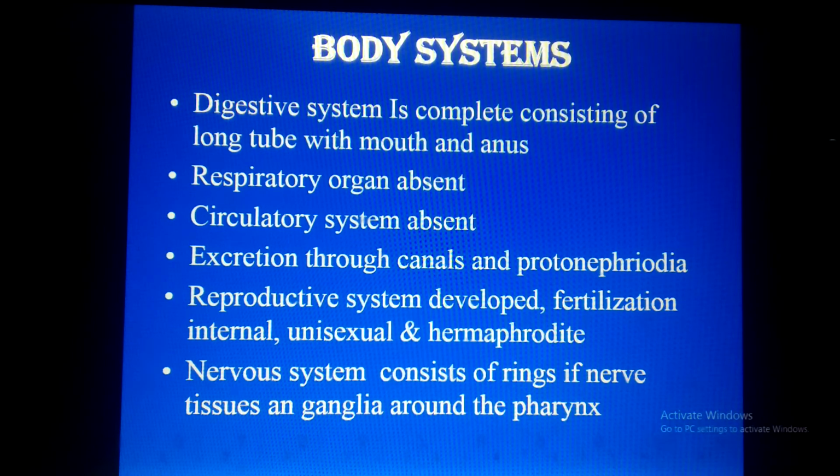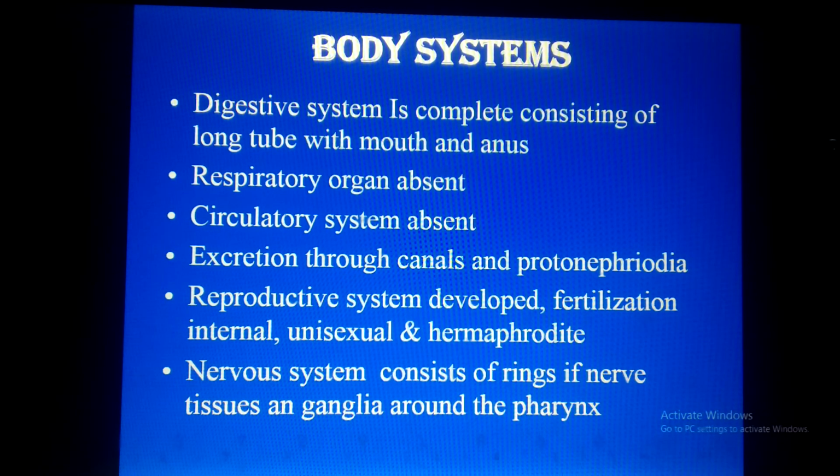The circulatory system is also absent, like in the case of poriferans and cnidarians. The circulatory system is all absent. Excretion is through canals and protonephridia. Protonephridia, like flame cell-like structures, are also present in them. Is it clear? Phylum Platyhelminthes has special cells known as flame cells, but these have some little structures which resemble that. They are protonephridia.